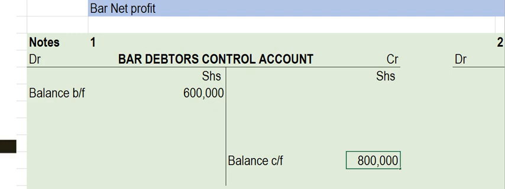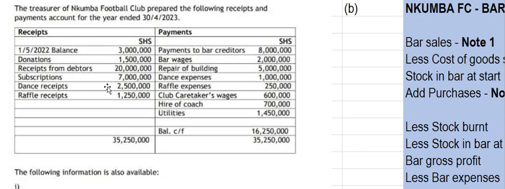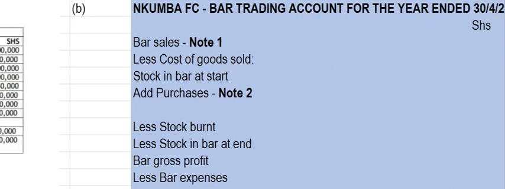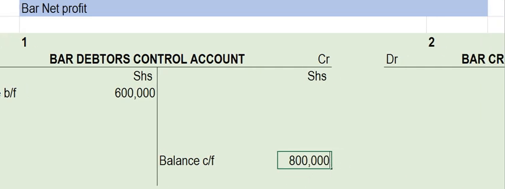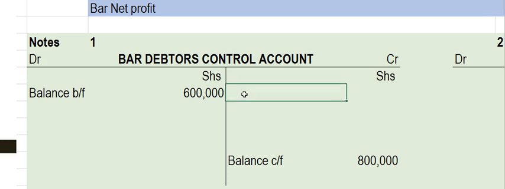However, when you look at the receipts and payments account, you will see that the club received 20 million from these debtors. So complete double entry and credit the debtors control account. So here we have receipts and payments. That's where we're getting this information from.